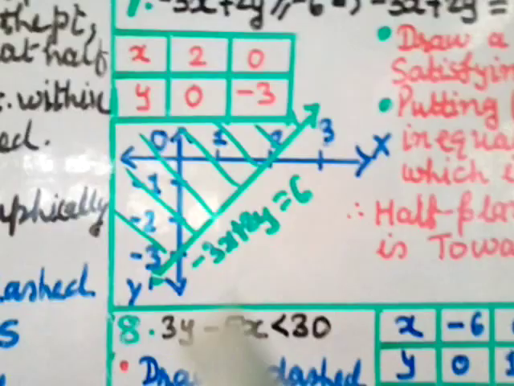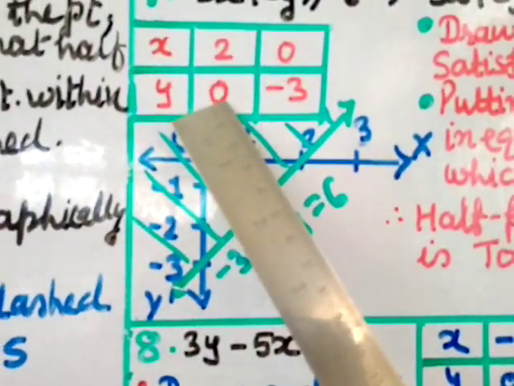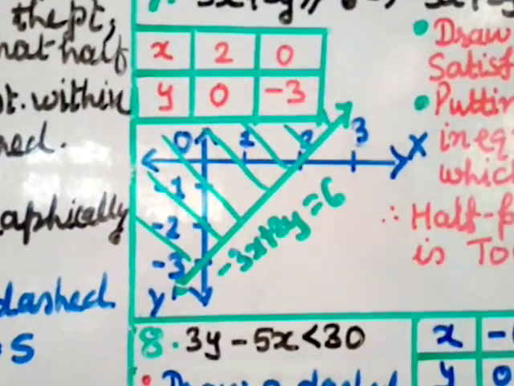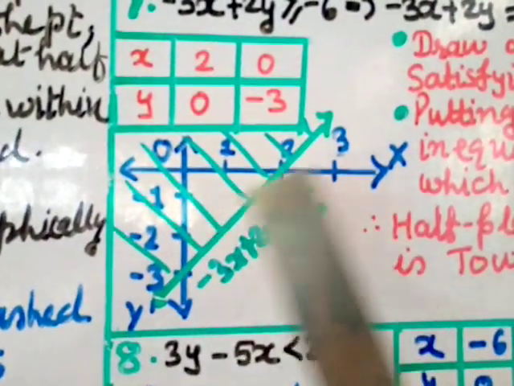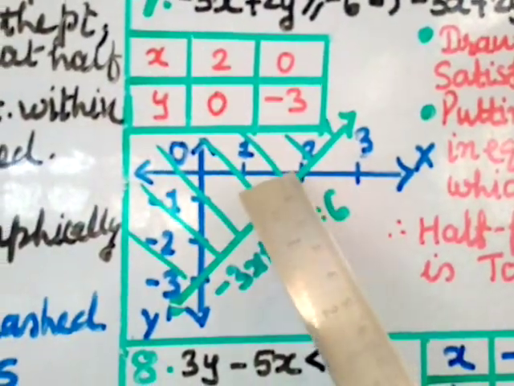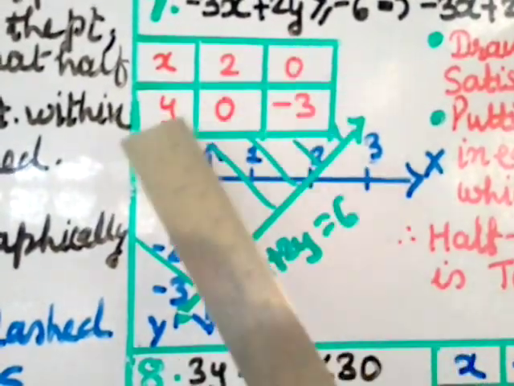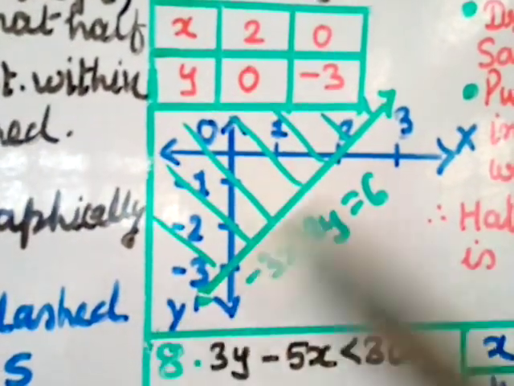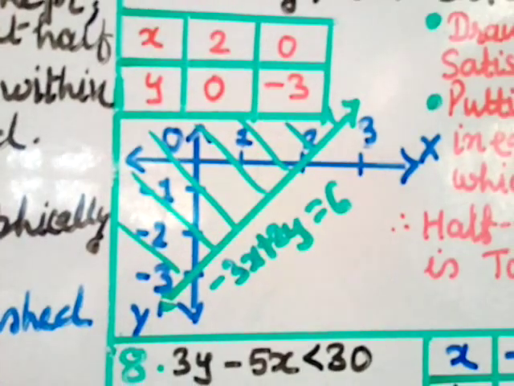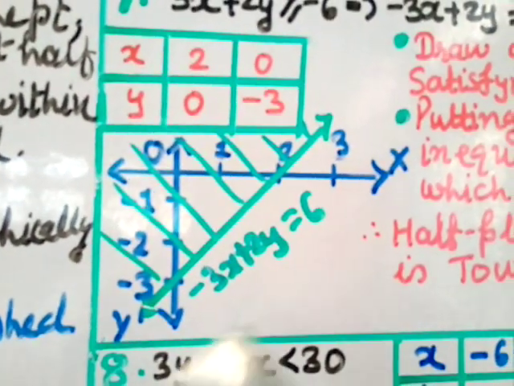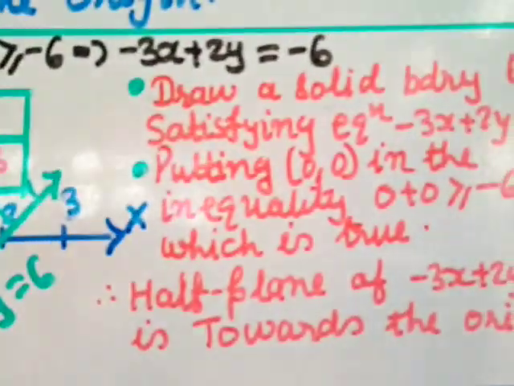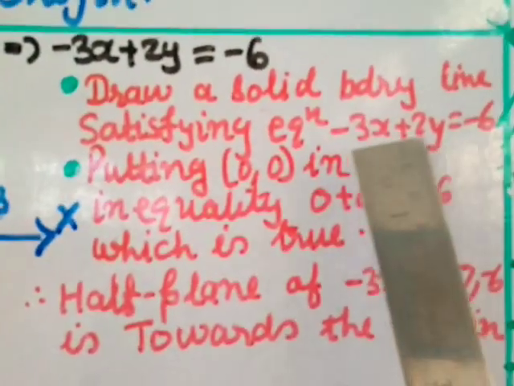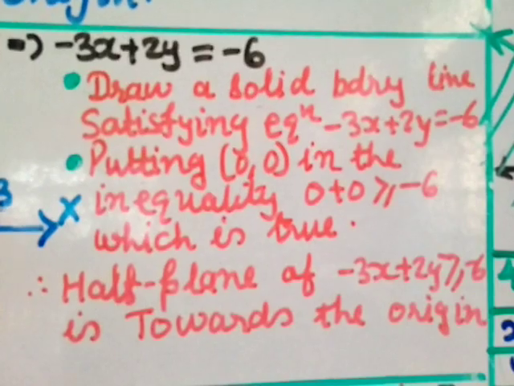Now plot the graph. So x value is 2, y value is 0. This is the x axis, this is the negative y axis. Looking at these points, I have taken the fourth quadrant. When x is 2, y is 0, that is this point. When x is 0, y is minus 3, that is this point. Join the points and draw a straight solid line. So this is the line minus 3x plus 2y equal to minus 6. Draw a solid boundary line satisfying the equation minus 3x plus 2y equal to minus 6.